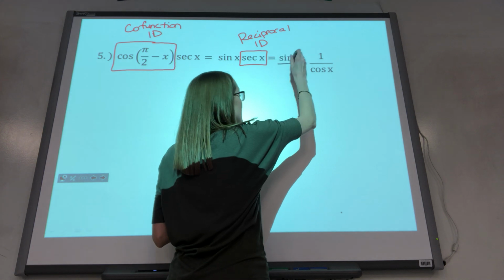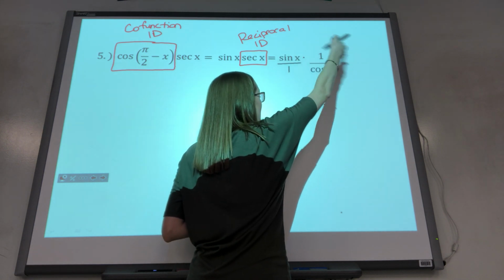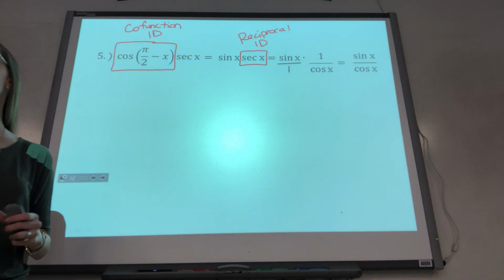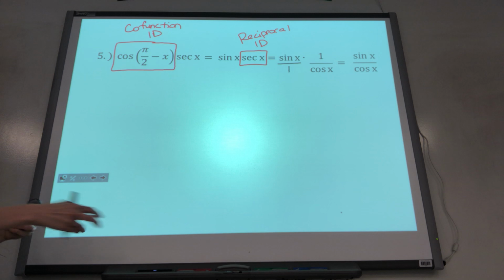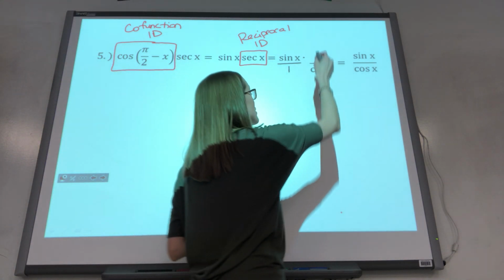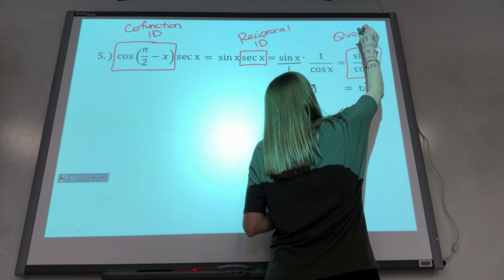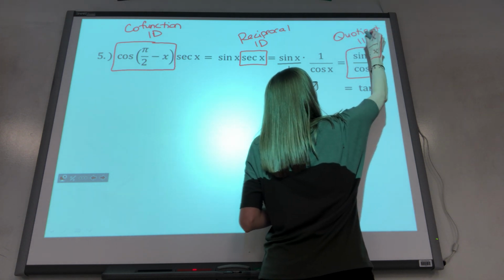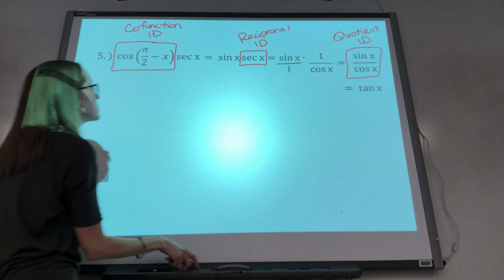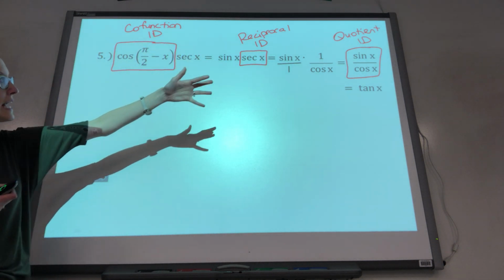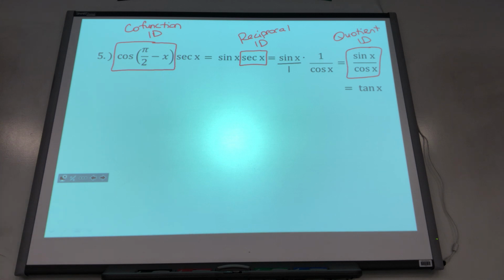Yep, once I put that over 1 and multiply, now it says sine of x over cosine of x, which is equal to tangent of x. This is a quotient identity. Sine over cosine is tangent. So there were actually 3 identities that we used here.